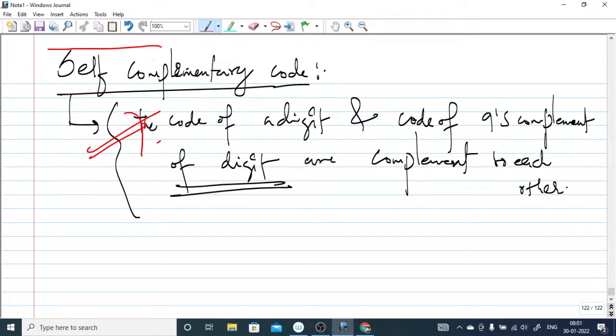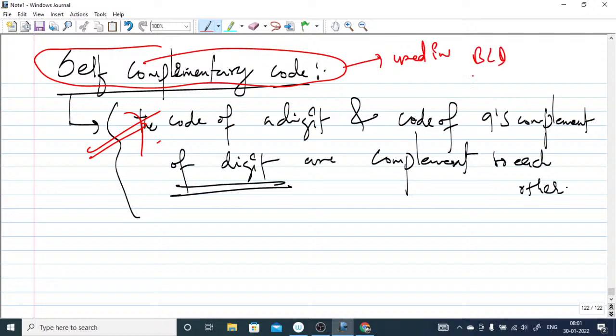And self-complementary codes are used in BCD subtraction. They will ask a question on this: yes, self-complementary codes are used in BCD subtraction. These things you have to keep in mind. So 6, 3, 1, -1, they are self-complementary codes.